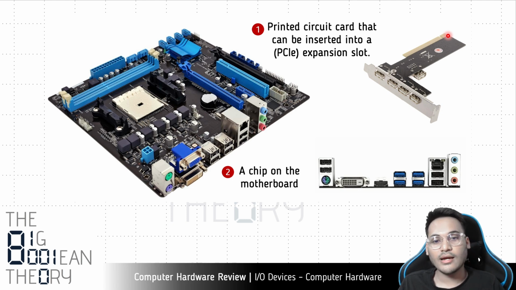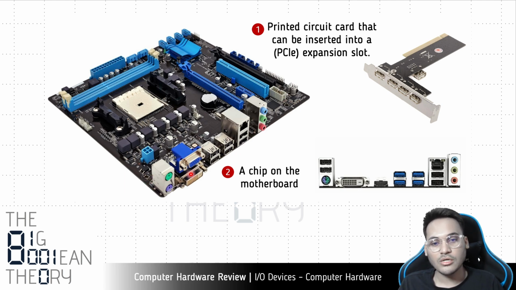The other way is that instead of having them as separate cards, the device controllers are manufactured as part of the motherboard itself. So when the motherboard is being printed, the device controller is made a part of the motherboard. And as you can see here, there are an array of device ports, and all these device ports will have their associated device controller circuit printed as part of the motherboard itself, right?